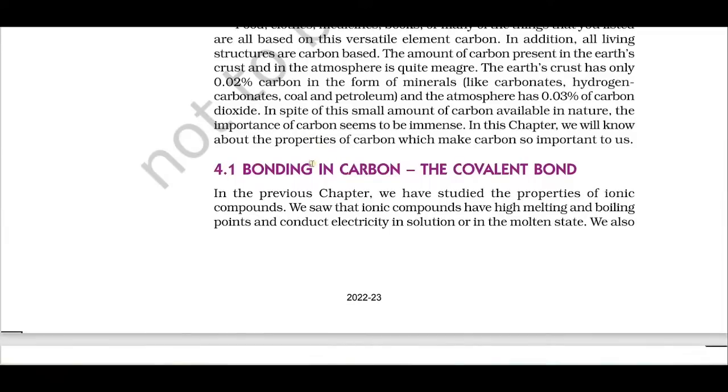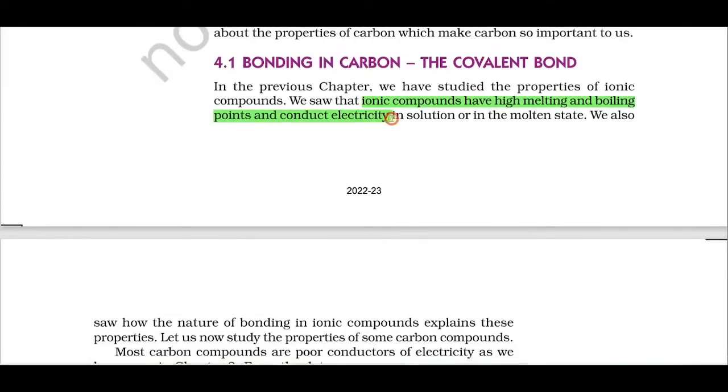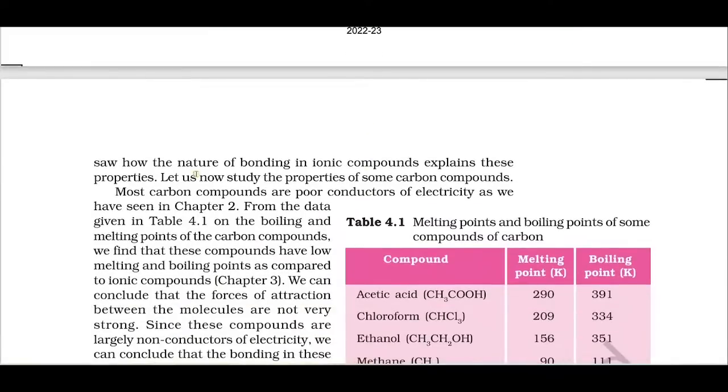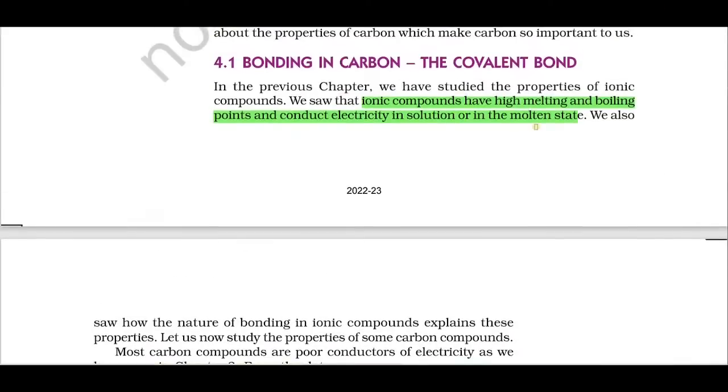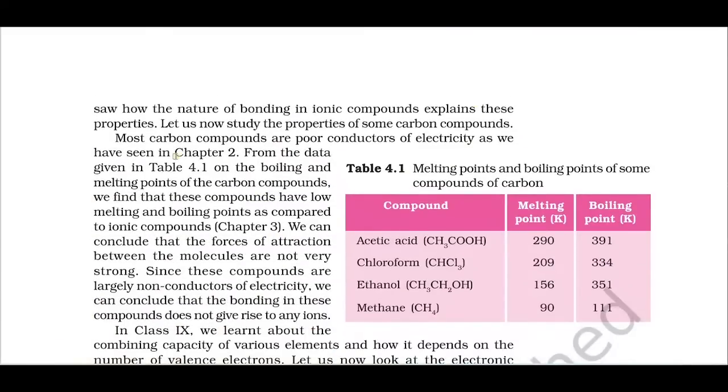What is the type of bonding in the carbon compounds? It is covalent bond. Whereas ionic compounds have high melting and boiling point, and also they conduct electricity in the molten state or in solution. Here, most of the carbon compounds are poor conductors of electricity.